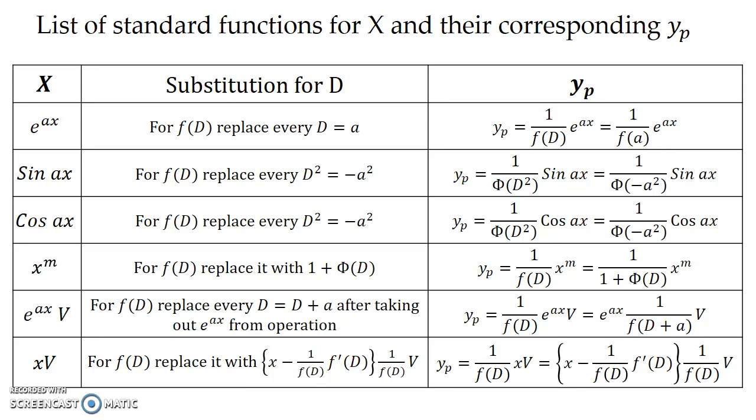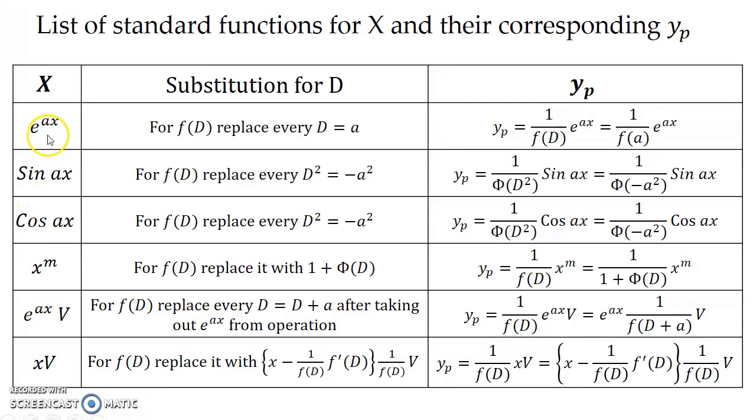Here I am going to give you a table consisting of the list of standard functions of X and their corresponding particular integrals. The first column is X, which gives you the standard types of functions. Then what substitution should we make to find YP, and the third column is YP, what exactly YP we are going to get. Although this table just gives you a brief idea about what exactly is to be done, in the successive video lectures I am going to deal separately with each of the standard functions, that is e raised to x, sin x, cos x, etc.